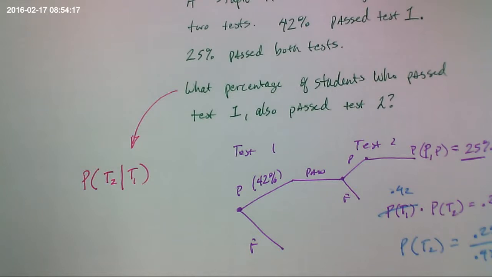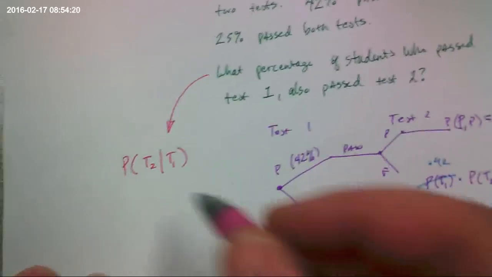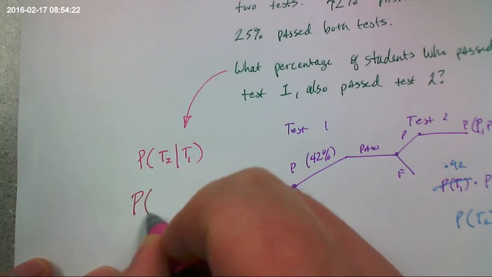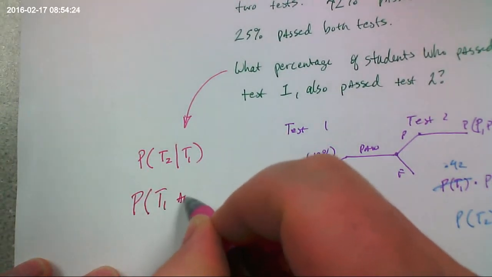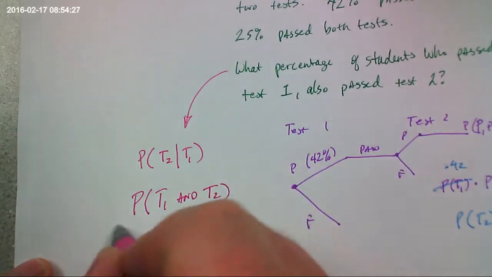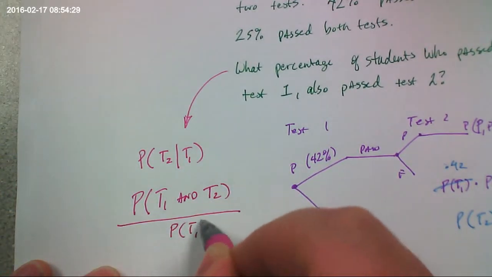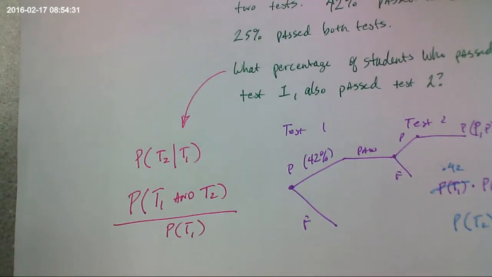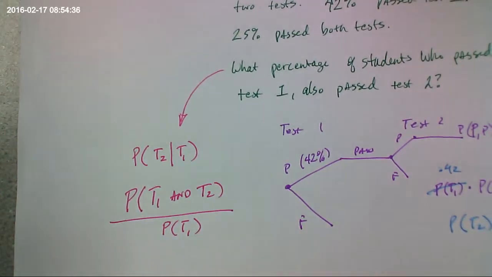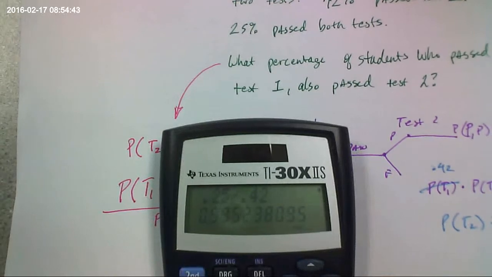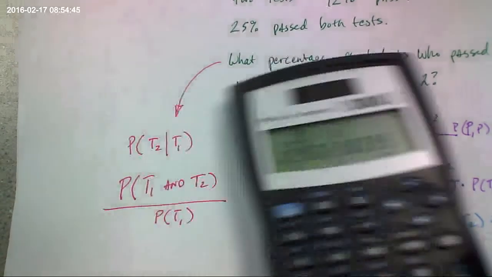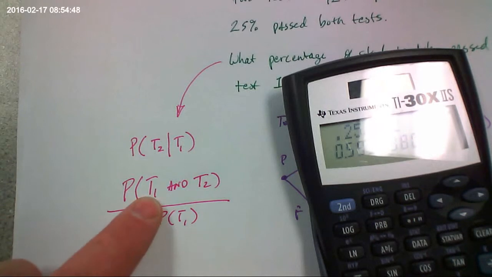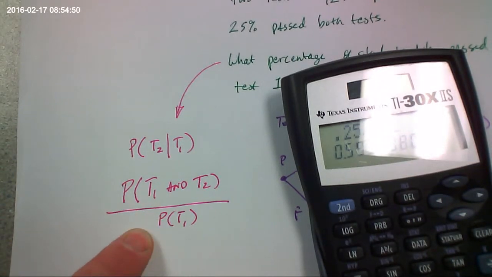All right, Mia. So here's how you do it. You figure out what's the probability that you pass test 1 and pass test 2, and you divide that by the probability that you passed test 1, which is 25 divided by 42, which does turn out to be 0.6, about. So you see how that's 25 and that's 42, right?